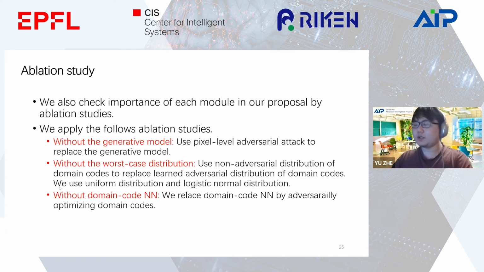So here we're using two distributions. One is the uniform distribution on the simplex. One is the logistic normal distribution. And third, we test what happens if we do not use a domain code NN. We replace the domain code NN by adversarially optimizing the domain code directly, kind of like adversarial attack, adversarial training.